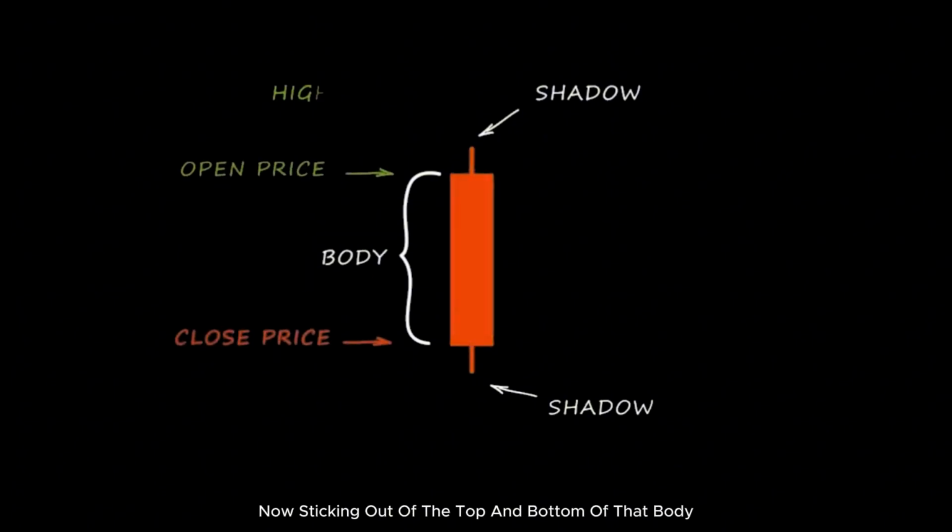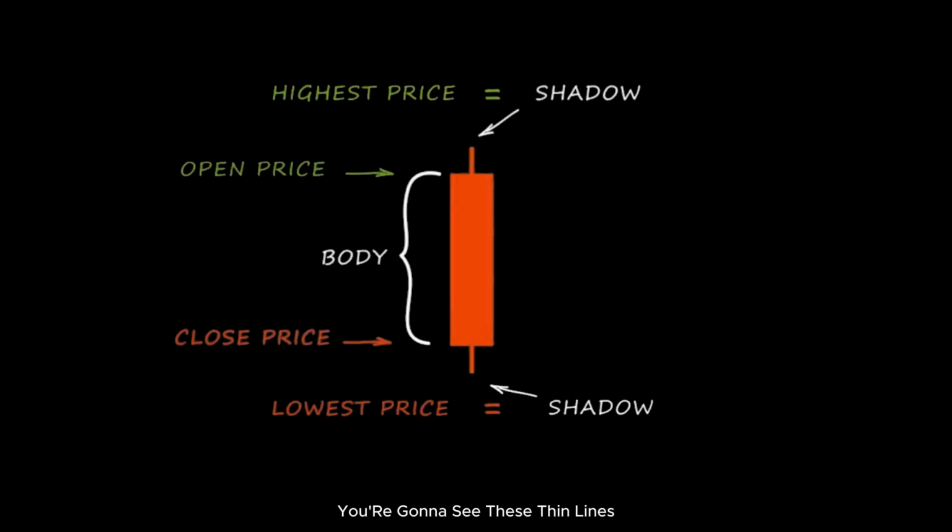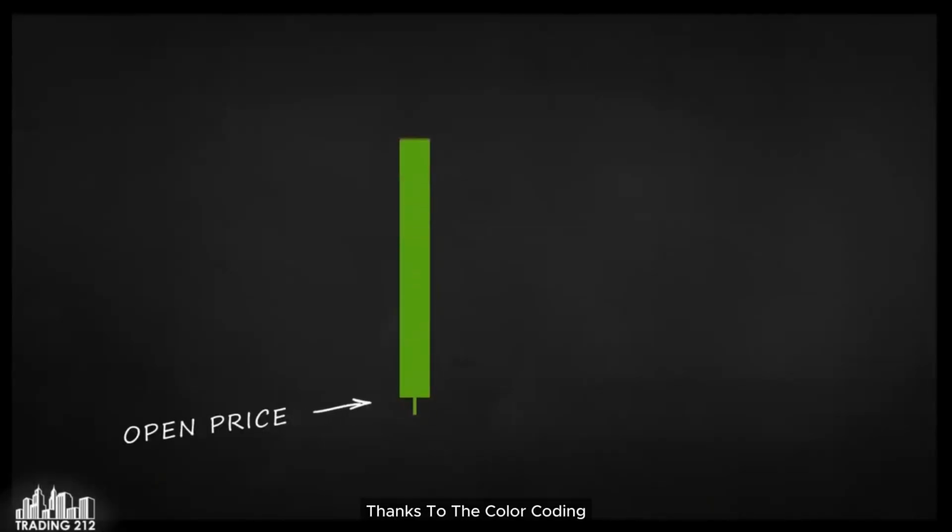Now, sticking out of the top and bottom of that body, you're going to see these thin lines. We call those shadows, or sometimes tails. And these shadows are absolutely crucial because they show you the extreme highest and lowest price levels that the asset hit during that exact same interval. And reading them is beautifully simple, thanks to the color coding.